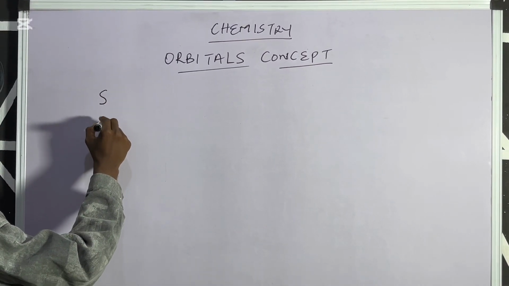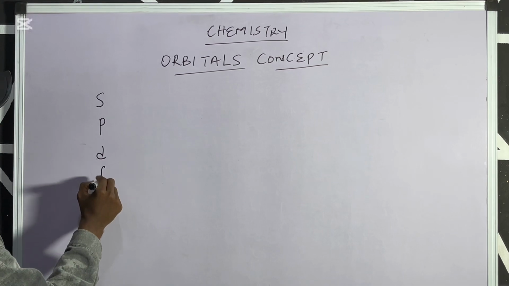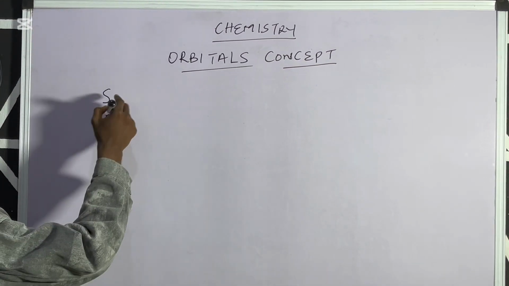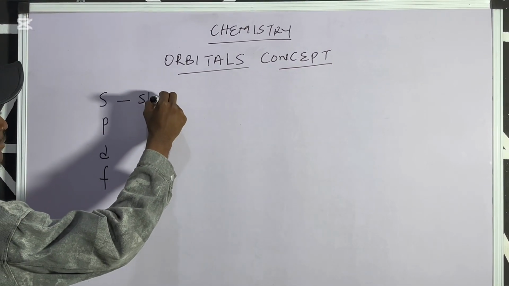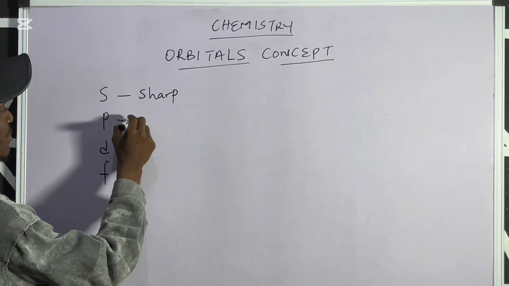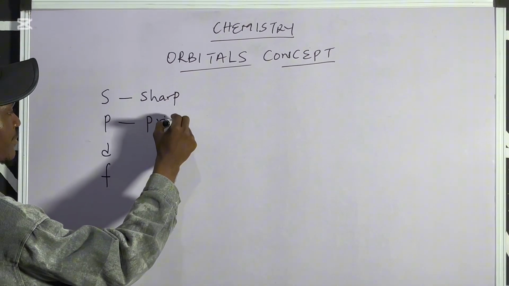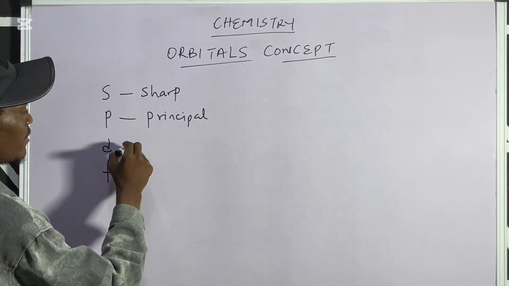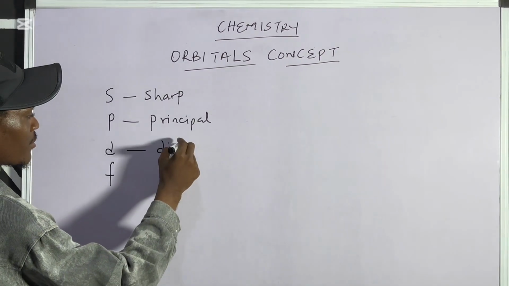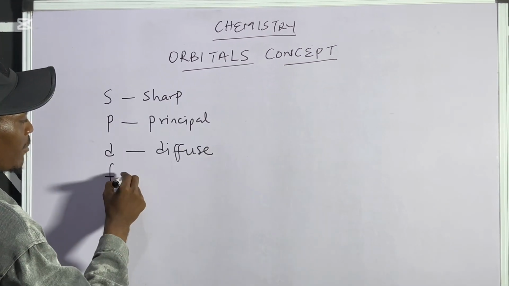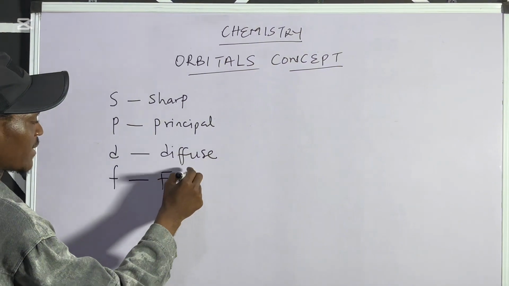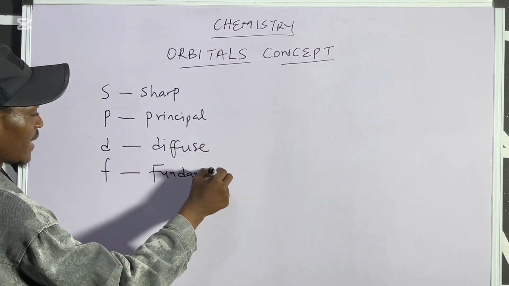We have the s, p, d, and f orbitals. Now the s orbital stands for sharp orbital. Then the p orbital stands for principal. Then the d orbital stands for diffuse. Then the f orbital stands for fundamental. All right, so these are their full names.